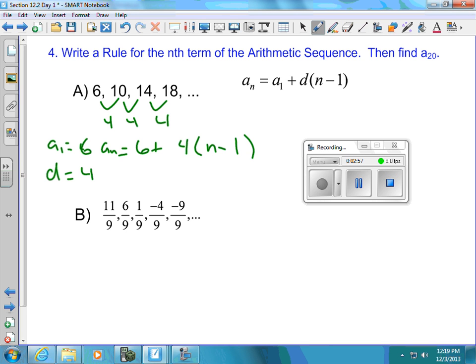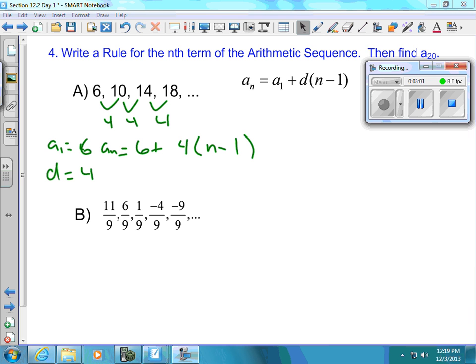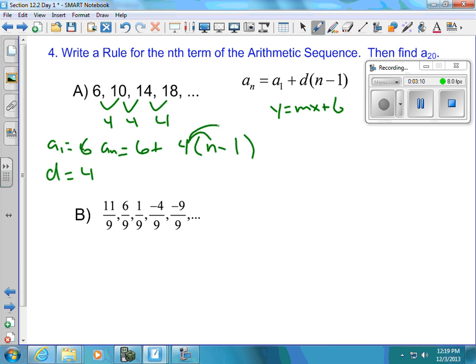Now, that is an equation, but on your test, I'm going to expect you to write this in slope-intercept form, which means y equals mx plus b. That's how I want it to look. So we distribute the 4, and then combine like terms. 6 and -4 is 2. So this equation ends up being a sub n equals 4n plus 2.